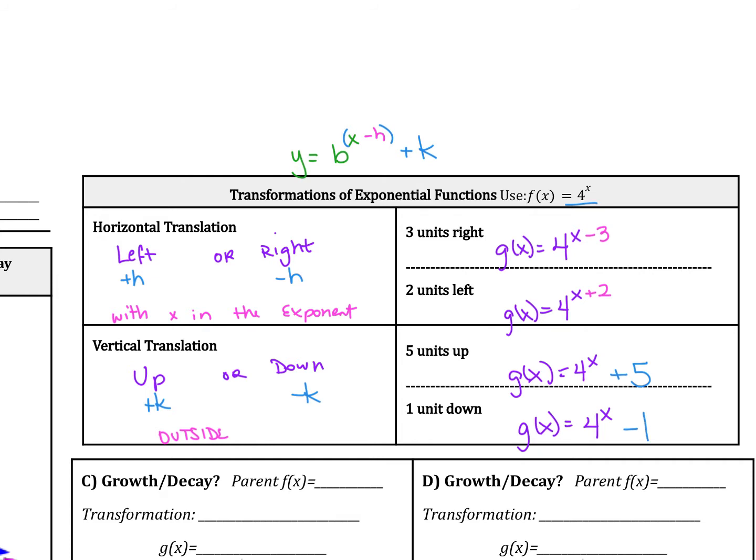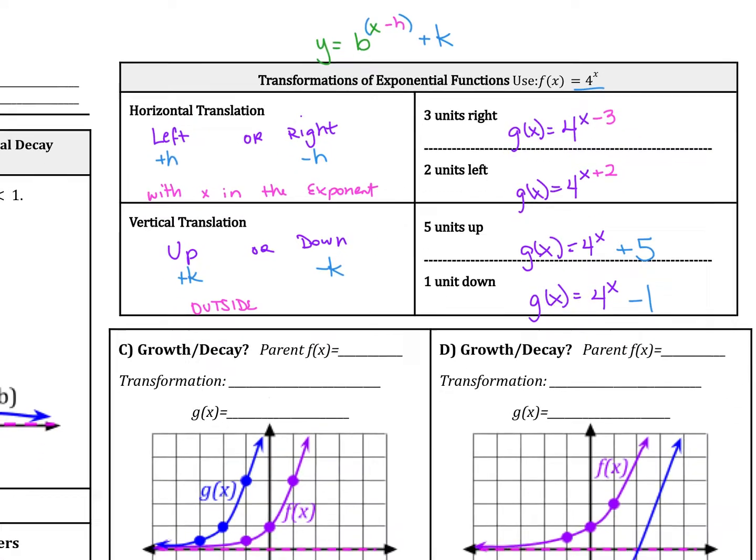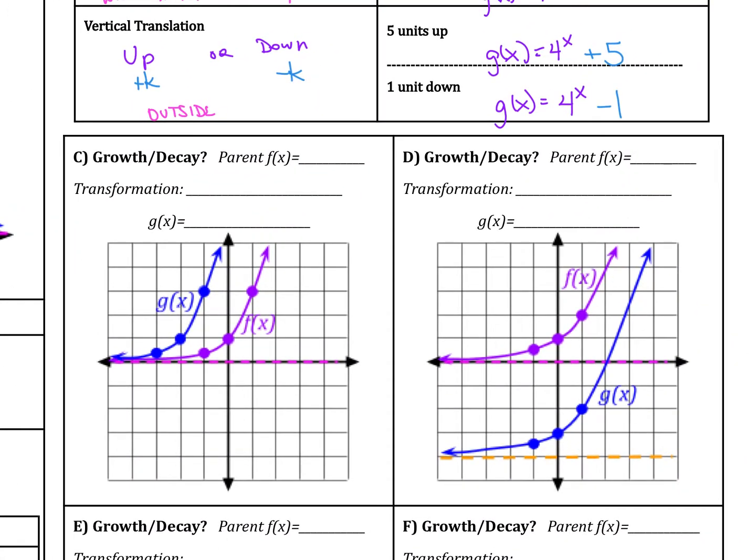Now, knowing those transformations, what we're going to do next is look at some graphs. Given the graph, we're going to identify whether it's growth or decay. We'll identify the parent function, what type of transformation, and then write the function of that transformed graph. So we're looking at this graph, letter C, and it's going up from left to right. So it's growing. Because it's going up from left to right, it is a growth.